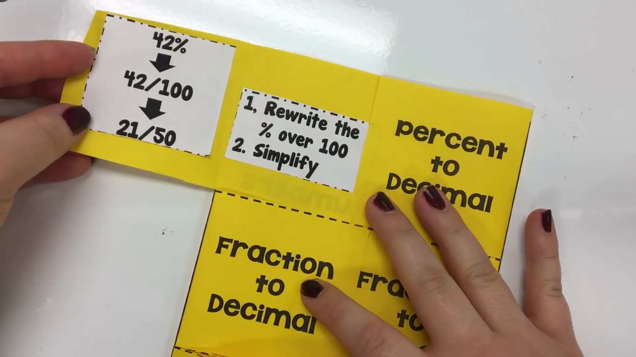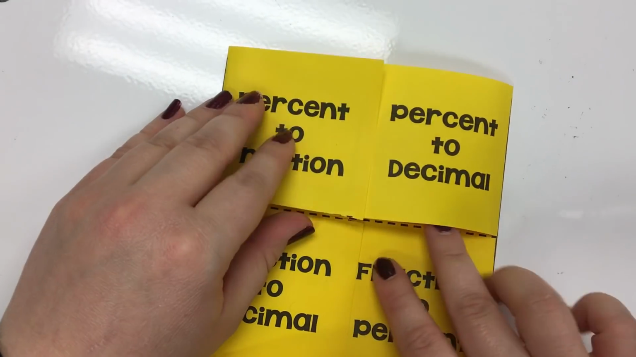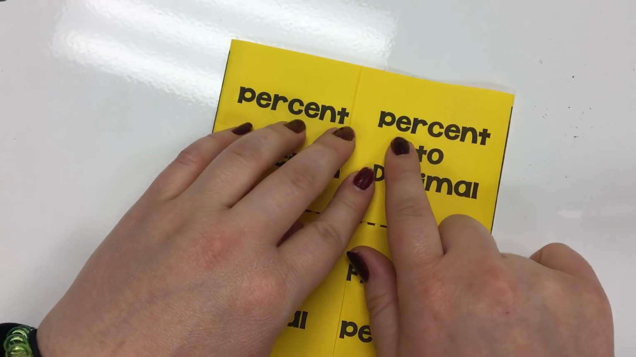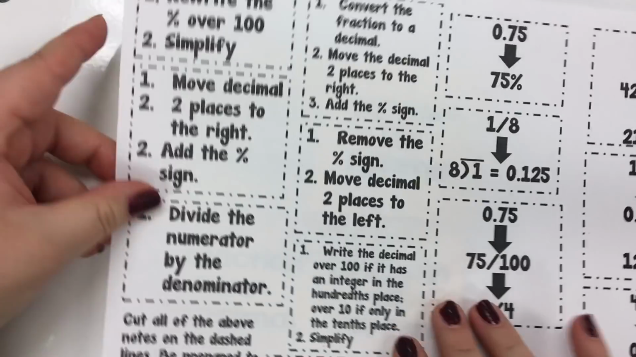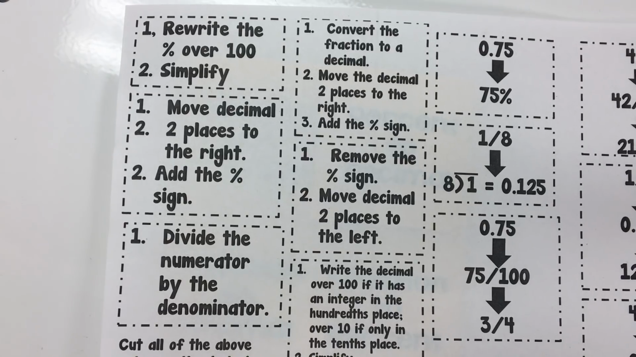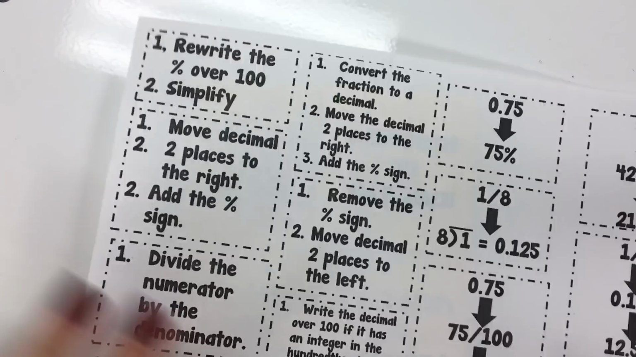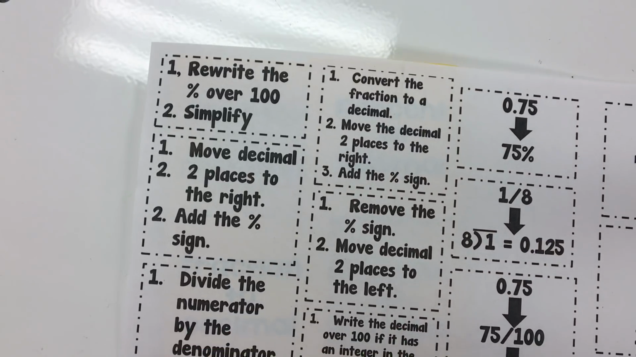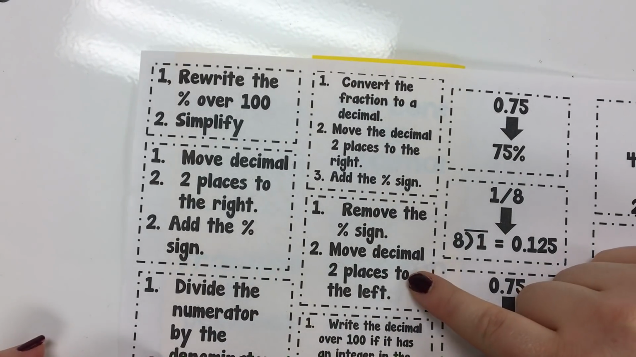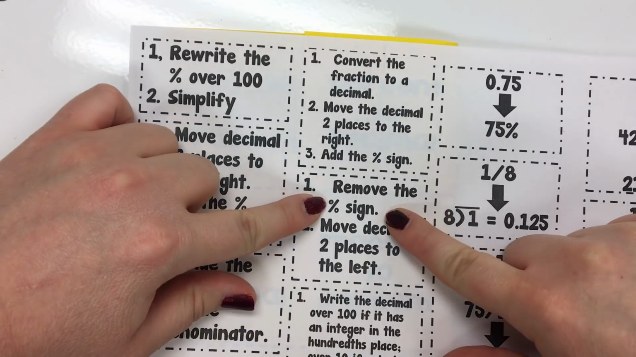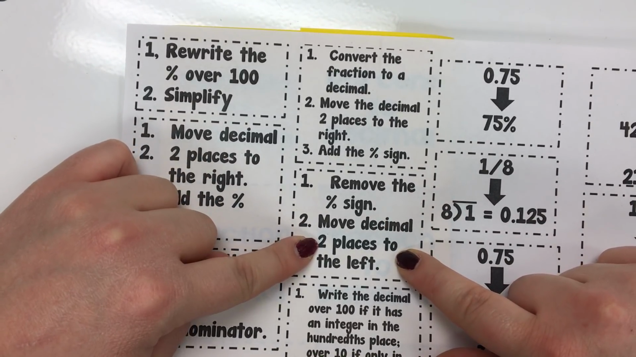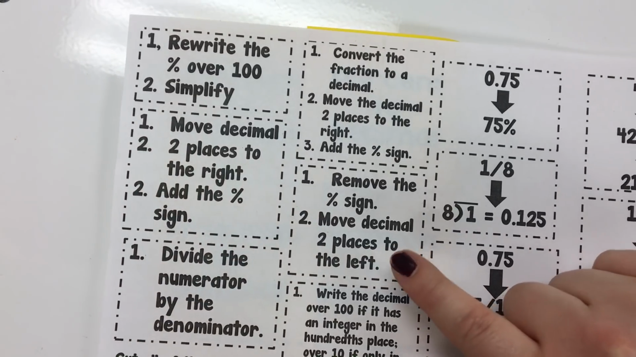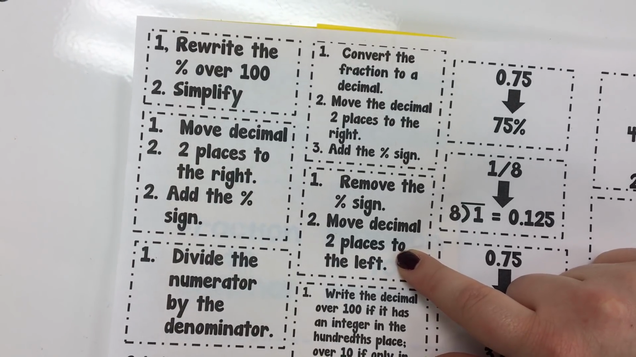Just like that. Okay. Now the next thing is we're going to go from a percent to a decimal. So again, we're going to look at our list of directions. If we're trying to go from a percent to a decimal, it's actually going to be this one because we're going to remove the percent sign, and then we're going to move our decimal on the percent 2 spaces to the left. So go ahead and cut that one out.